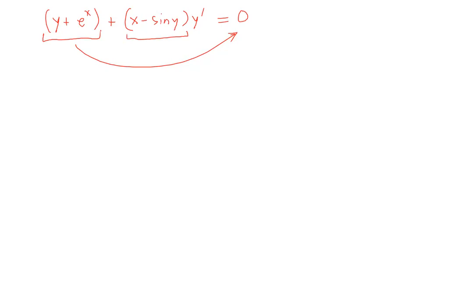It's not linear. Can anybody tell me why it's not linear? Is it because there's an e to the x in the equation? The e to the x is not a problem, actually, if we consider the independent variable as x. The problem, as it was noted in the comment that was just posted, is sine of y. Sine of y makes it as far from linear as anybody can ever get. So it's not linear, and so we have no way of solving it for the moment.